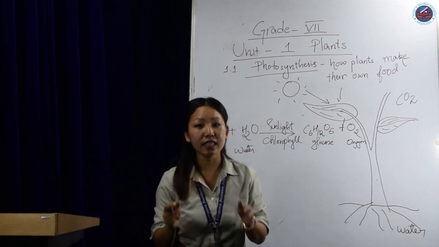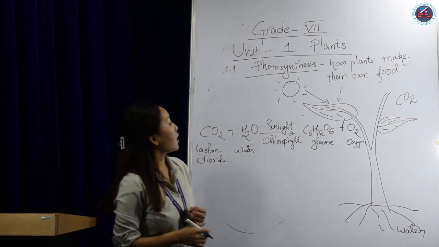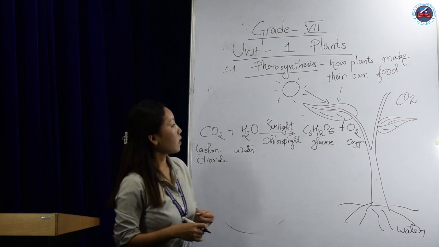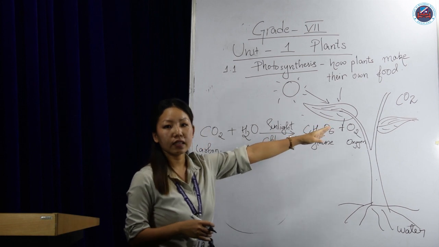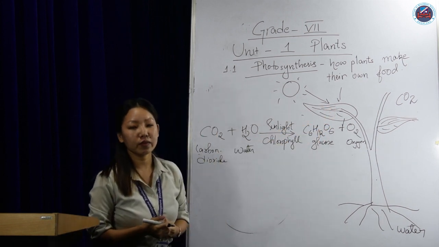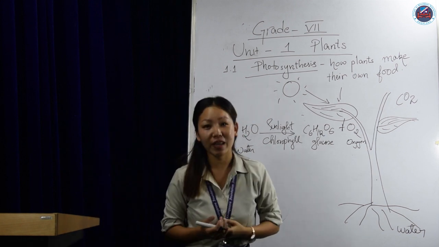So, in a nutshell, plants use light from the sun, water from the soil, carbon dioxide from air, and chlorophyll that's present in the leaves. Well, there you have it. Photosynthesis, how plants make their own food.